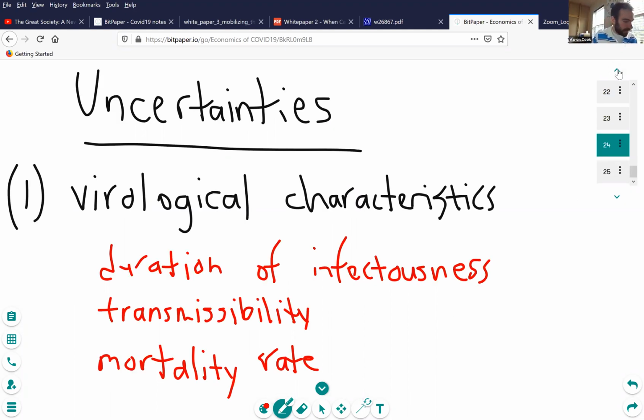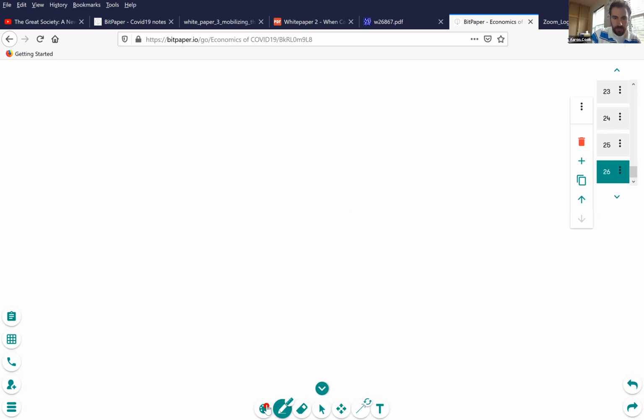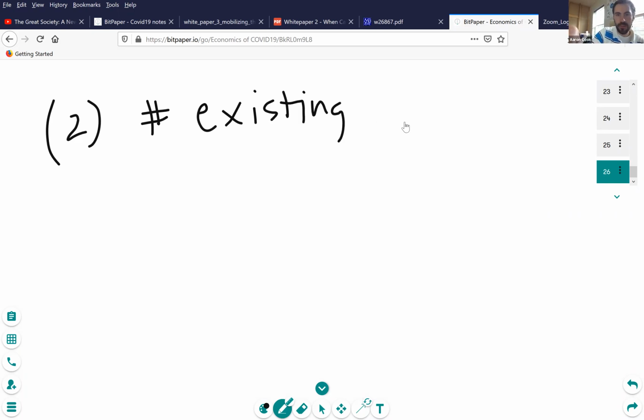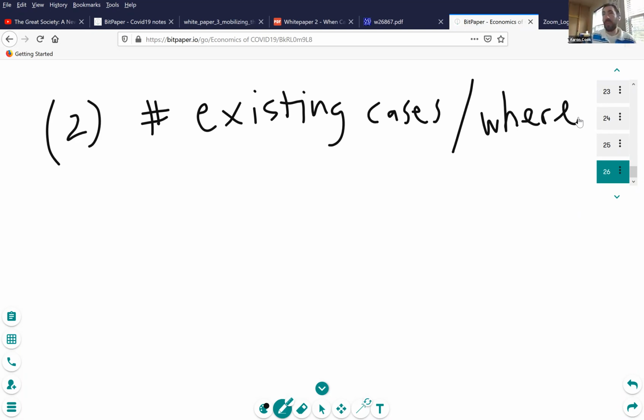So that's the first bin of measures that I think are important: virological characteristics. Second, things like the state of infection right now. So things like the number of existing cases, and where they are. Where the existing cases are would matter a lot, and that's something that we don't have a good handle on right now.